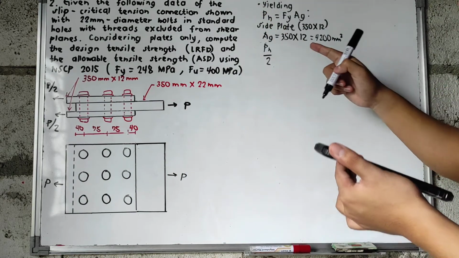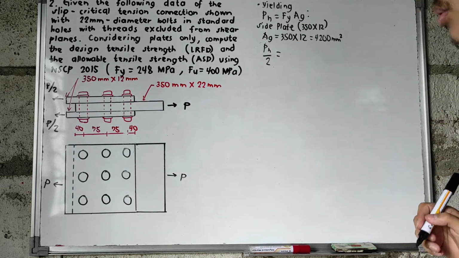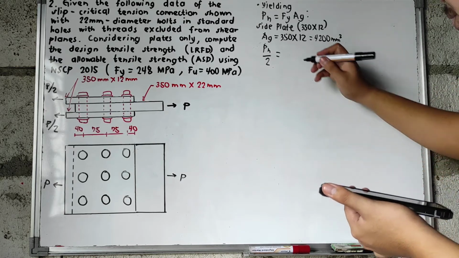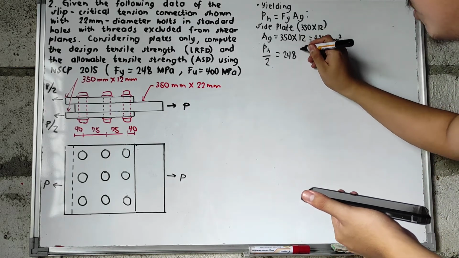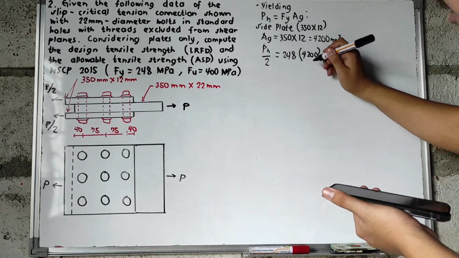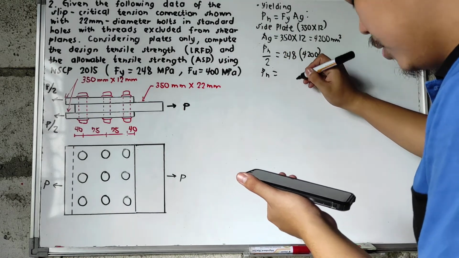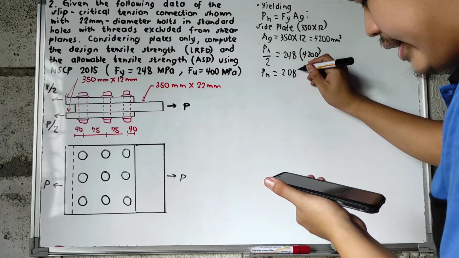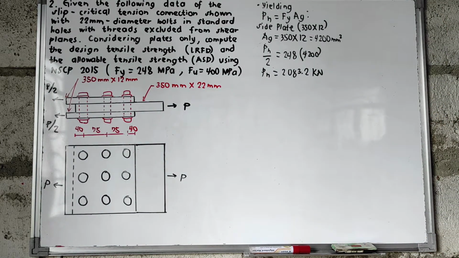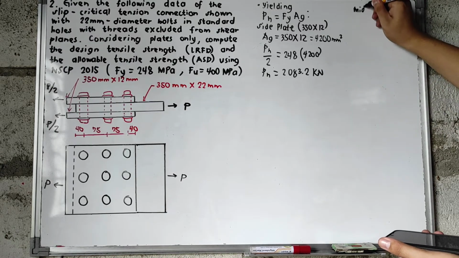So, yung nominal natin that will be equal to Pn over 2 is equal to yung Fy na gagamitin natin, that is 248, multiplied by the gross area na 4,200. So, the value of your nominal is equal to 2,083.2 kilonewton. And siyempre, yung susunod na i-consider naman natin is the middle plate.